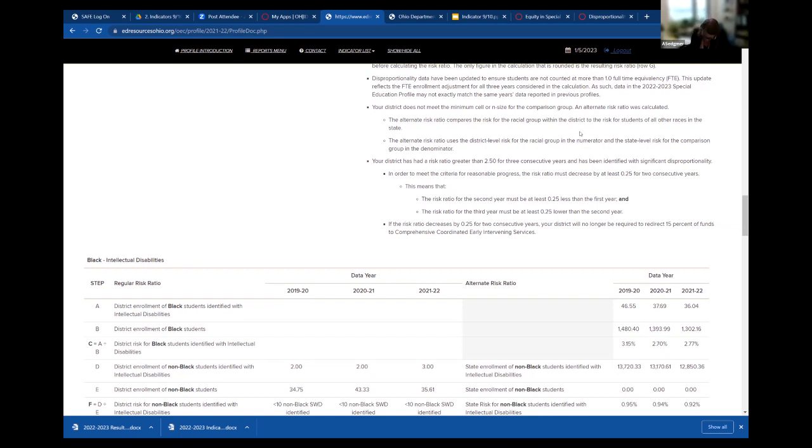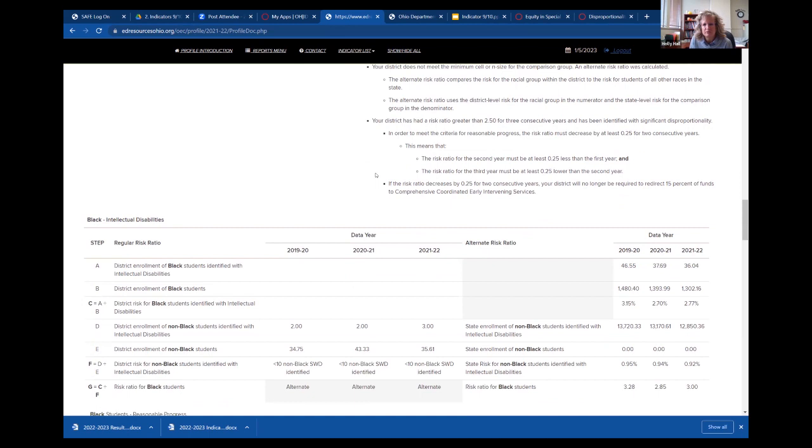So we're comparing the risk for the racial group within the district to the risk for the students of all other races in the state. So now we're bringing in those numbers from Ohio. And then this second bullet, the alternate risk ratio, uses the district level risk for the racial group in the numerator and the state level risk for the comparison in the denominator. So you'll see that number reflected often in terms of our rural district or districts.